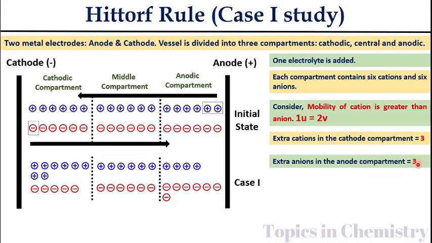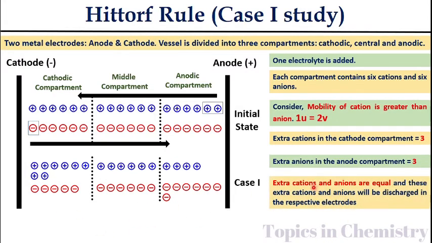So the number of extra cations is equal to the number of extra anions, and this number does not depend on the speed of the ions. They are equal, and these extra cations and anions will be discharged at the respective electrodes. The extra cations go towards the cathode, the extra anions go towards the anode, and they will be discharged.